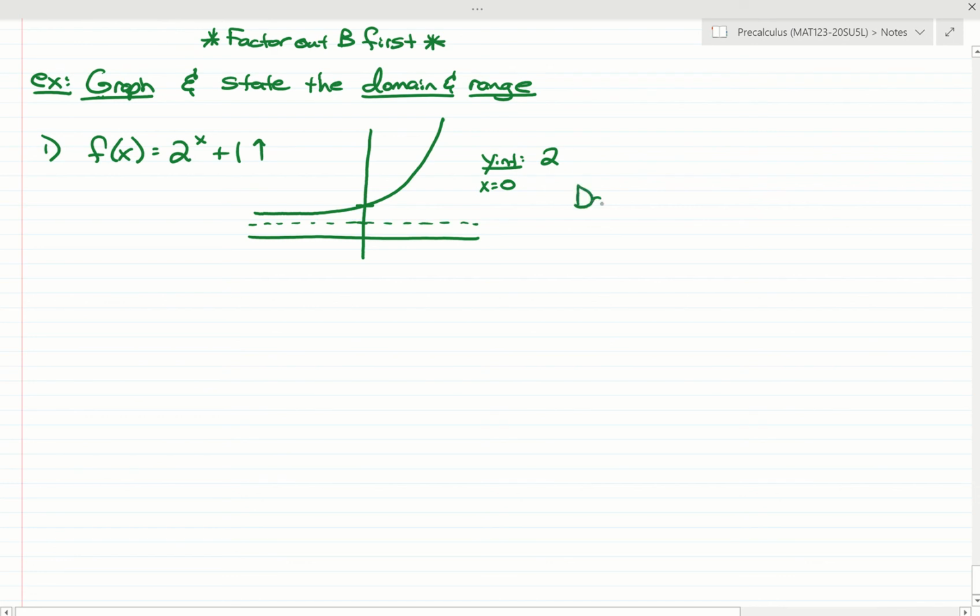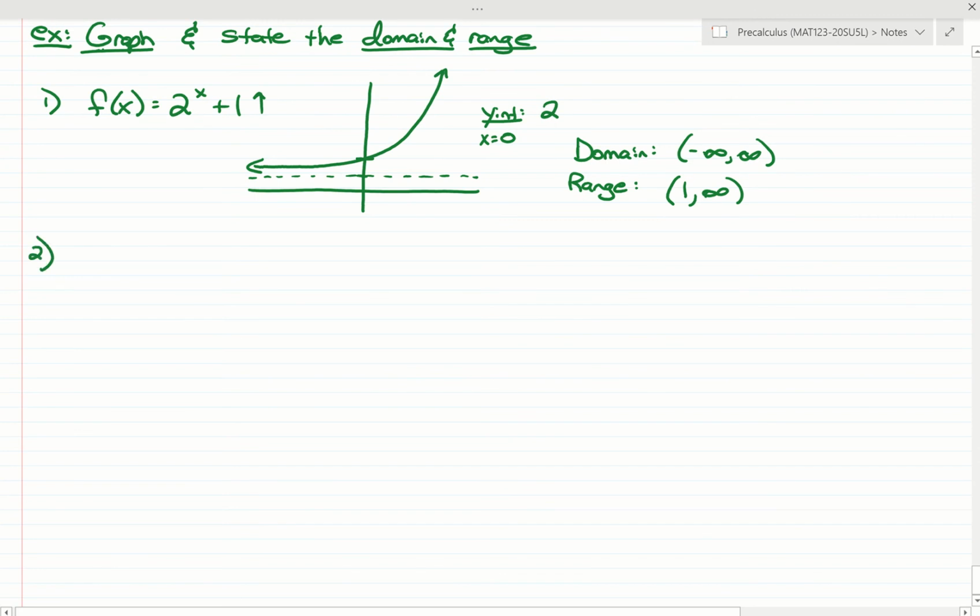So as far as what our domain is, the domain could be any number. But as far as our range, well, looks like the graph, the y values, it doesn't start at 1. It starts like any number after 1, and it goes up forever. So that would be our first example.